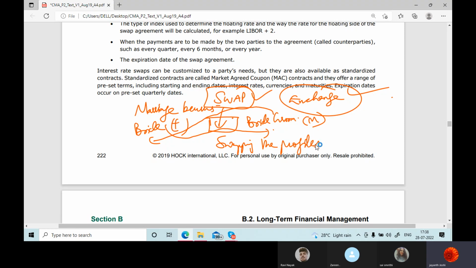Swapping the profile. And they are charging some fees for that, and that is done in the real world. This is done. And now I'll replicate this concept in terms of finance.